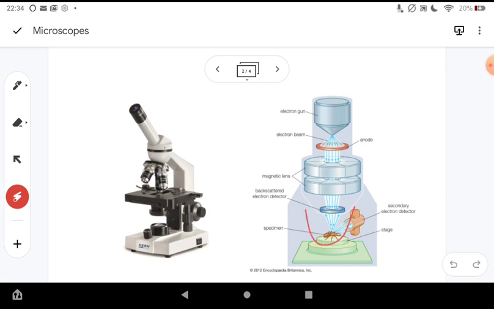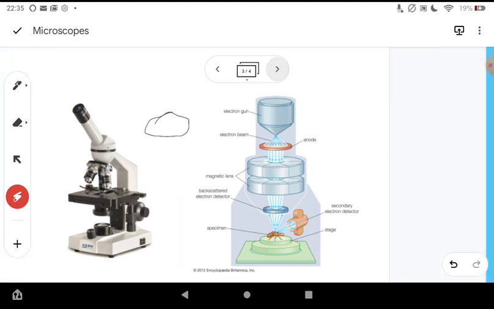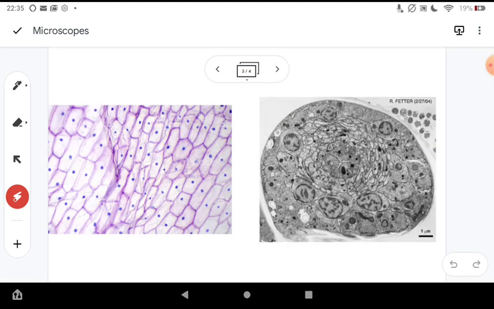Now, these have got much higher magnification and a much better resolution. And by resolution, we're talking about how clear it is. Because a light microscope has a wave, which means that everything within that wave is blurred. An electron microscope just goes through, which means it doesn't blur and it doesn't overlap the images. Now, the difference between the two is this. This is what you'd get in a light microscope.